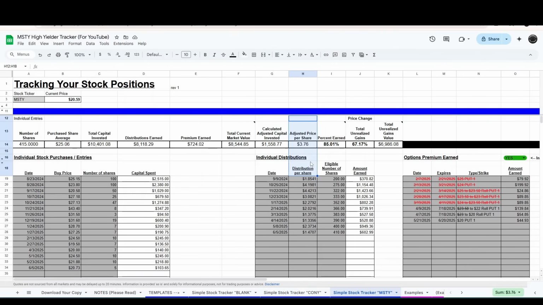And this is my adjusted price per share. So it takes into account, as I said before, that distribution that I've earned, because I did earn it. So I should calculate that into my actual position to know at what point I have earned back all of my capital, and then I'm earning free and clear distributions. So now my adjusted price per share is $3.76. So therefore I have earned back a total of 85% of my money.